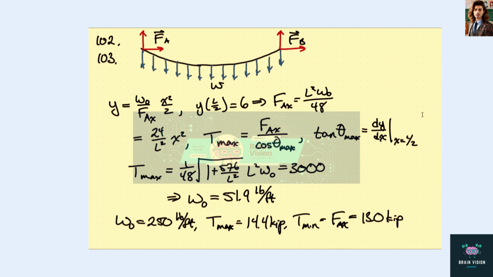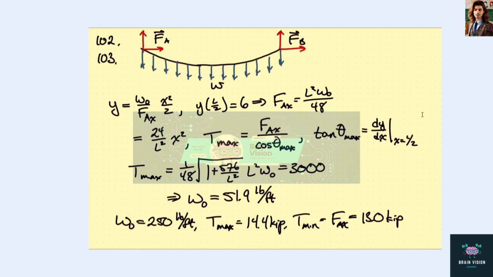Now in problem 103, they actually give us W naught, and we want to find the maximum and the minimum tensions. So we can do the same analysis. The maximum will again occur at these 2 points. The minimum will occur when this is as large as possible, and in this case that would mean that this is 1. So we can go through the same analysis, but now we know what W naught is.